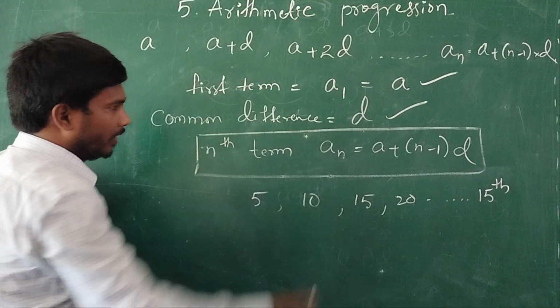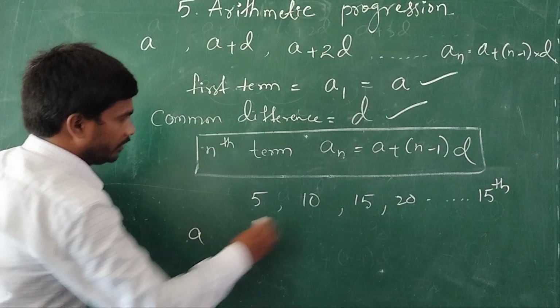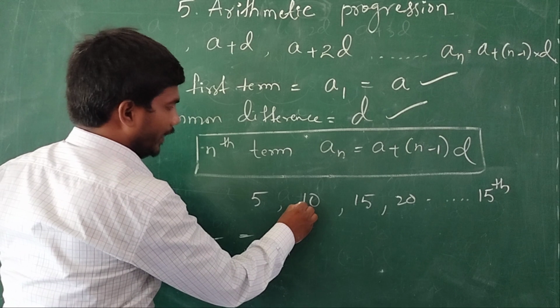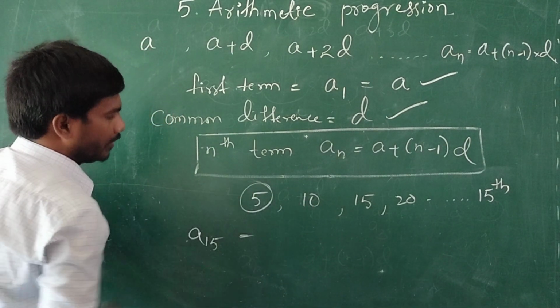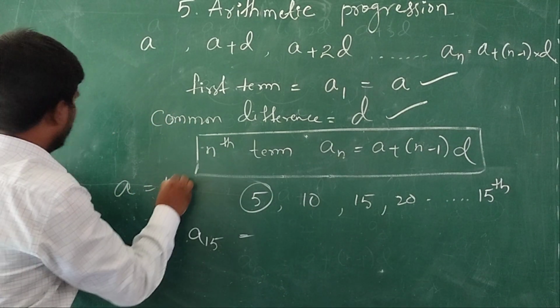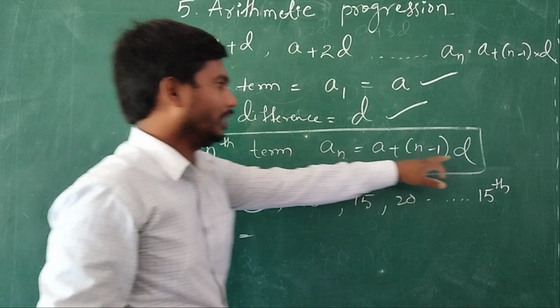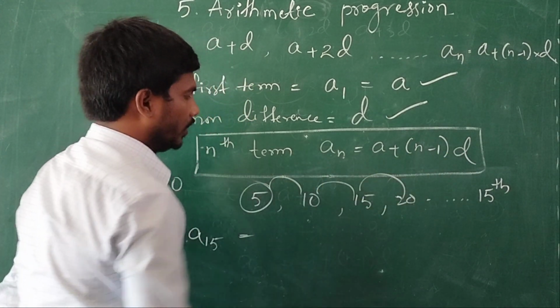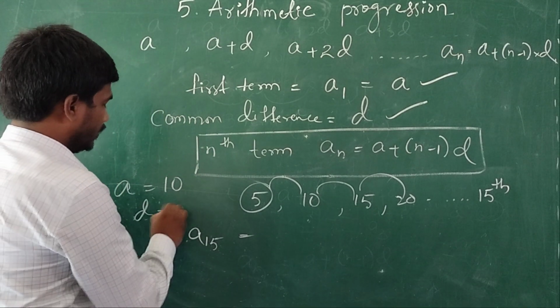So use the nth term formula. Which term do we want? We want the 15th term. So a15 is equal to a... What is the first term here? a is equal to 5. Next, what is the common difference between any two terms? The common difference is 5. d is equal to 5.